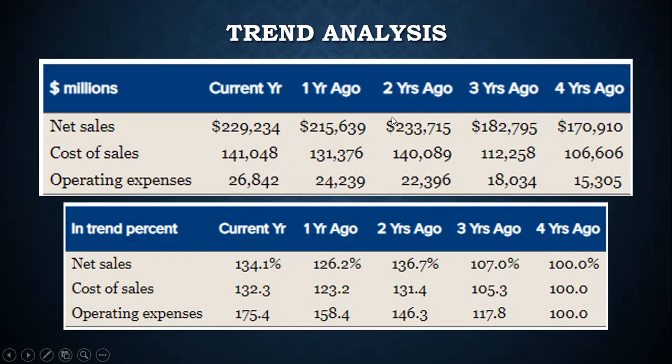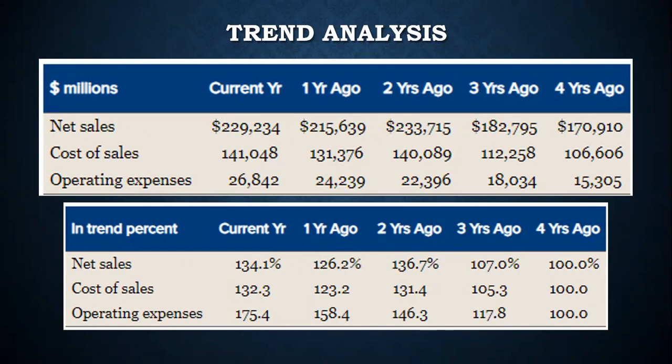2 years ago, we take our net sales, 233, divided by the 170. We're still using the same base year. Here we have almost 137%. Wow, we really jumped up. Last year we went up 7%. Now we went up another 30%. That's impressive. All right, then 1 year ago, we're going to take that 215,639 divided by our base year, again 4 years ago, 170,910, multiply it by 100 to make it a percentage, and we get 126%.